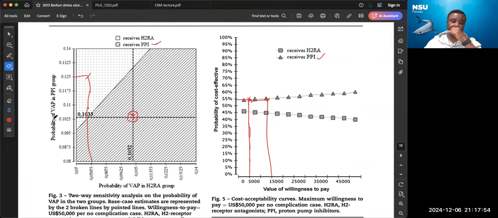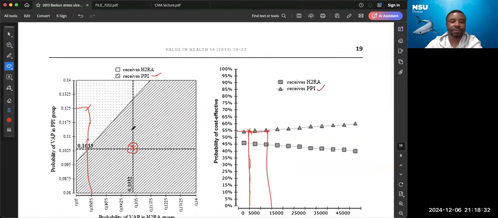In this case, if you remember, we talked about the probability of the VAP in the PPI, and these are all variables in this research. So they use these two variables. When they use two variables, just know that they are doing two-way sensitivity analysis, because in two-way sensitivity analysis, they vary two variables at the same time and maintain all the rest of the variables. So this is a two-way sensitivity analysis.